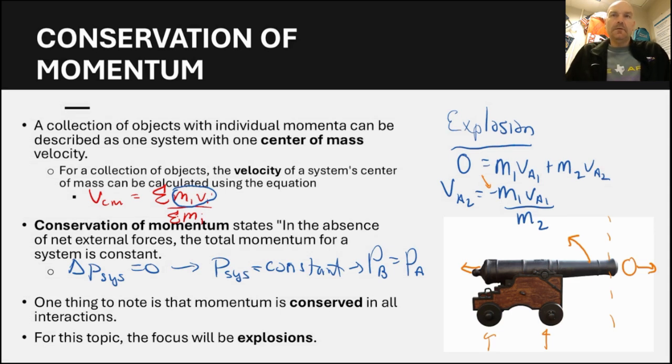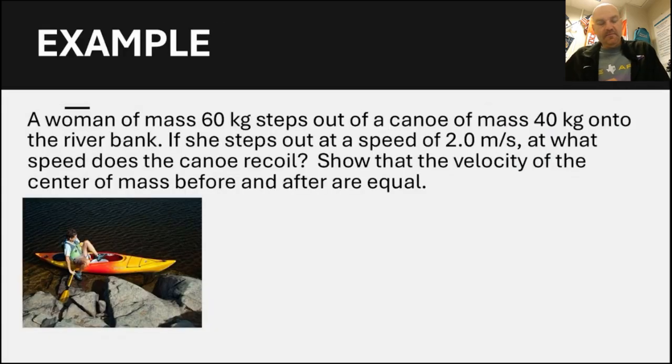All right, so let's look at an example problem. So you have a woman of mass 60 kilograms who steps out of a canoe that has a mass of 40 kilograms. If she steps out at a speed of 2 meters a second, at what speed does the canoe recoil? And then show that the velocity of the center of mass before and after are equal. Okay, so we've got to do two things. One, we've got to figure out how fast the canoe recoils. So if she steps this way, the canoe is going to go backwards.